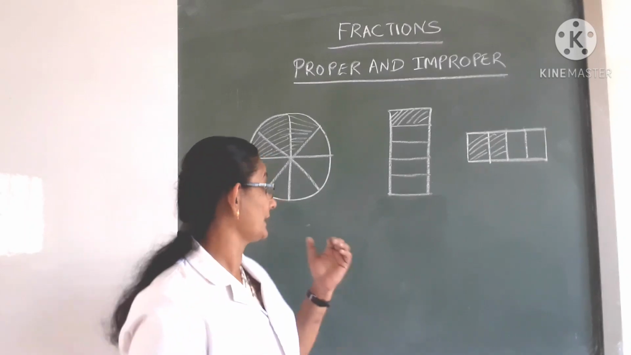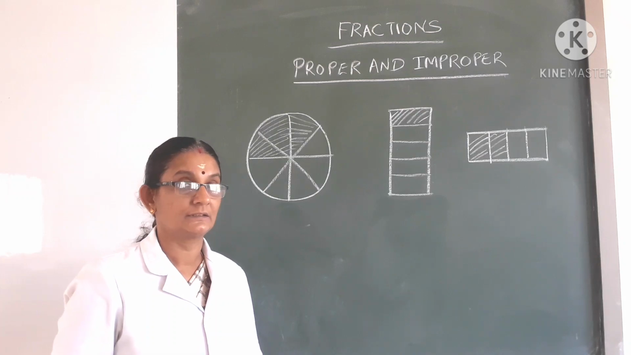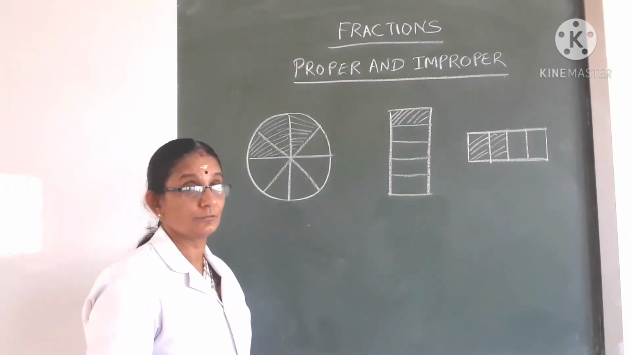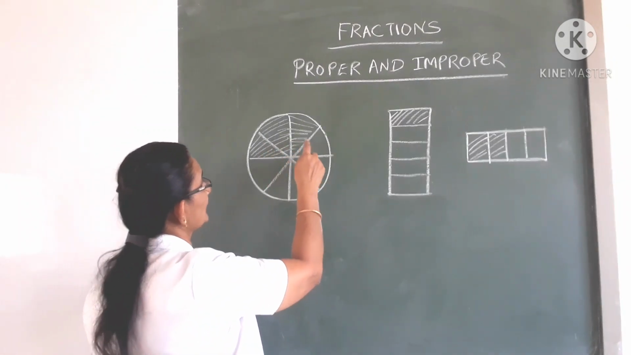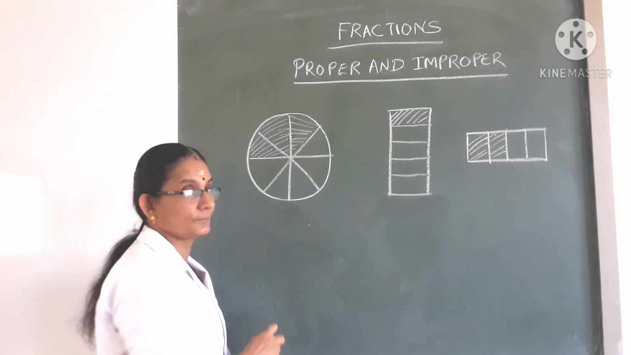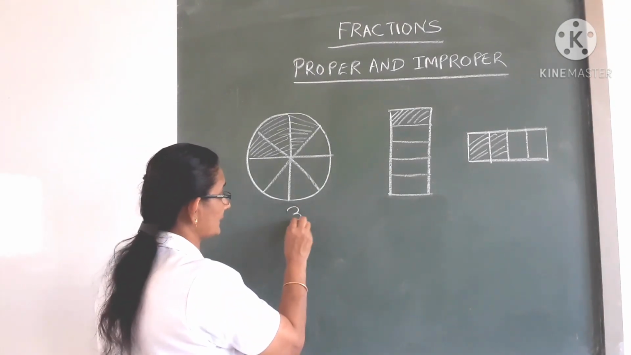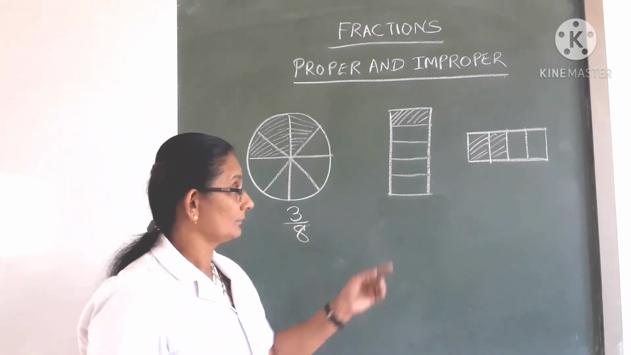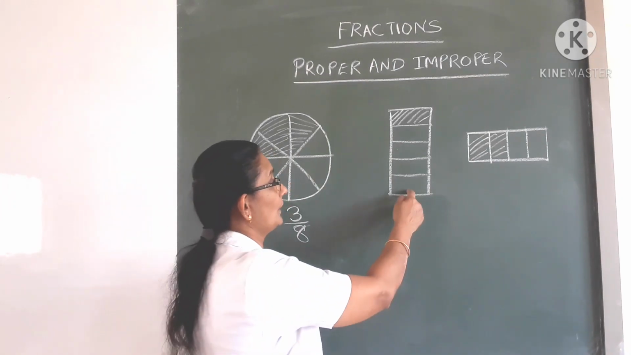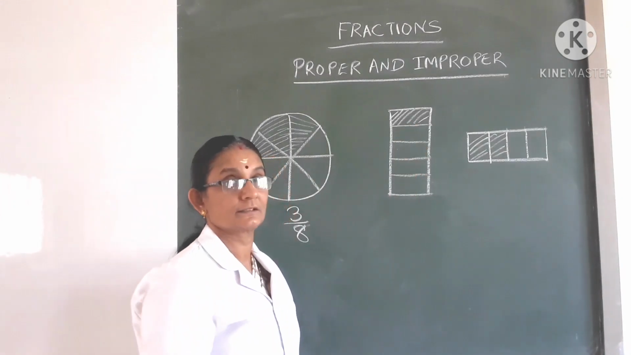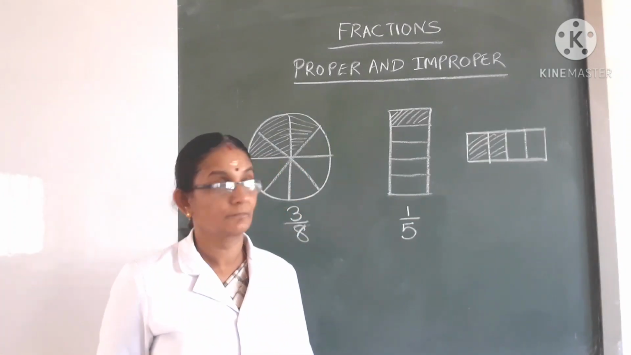Now look at the fractions over here. Can you tell me the fractions? Okay, first let us count the number of parts in this figure. So you have 1, 2, 3, 4, 5, 6, 7 and 8 parts and 3 parts are shaded. So the fraction is 3 by 8. What about the next fraction? Yes, there are 1, 2, 3, 4, 5 parts and 1 is shaded. So the fraction is 1 by 5.